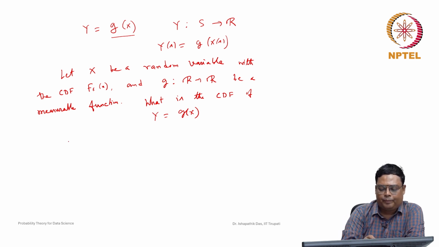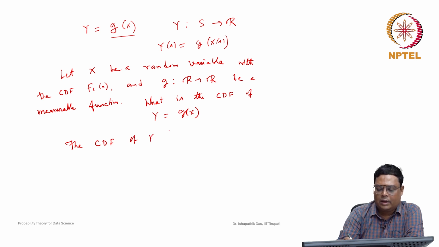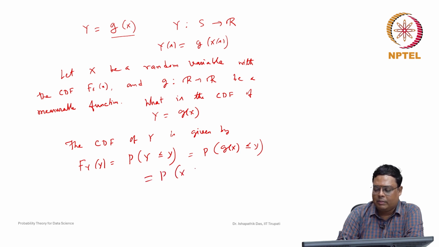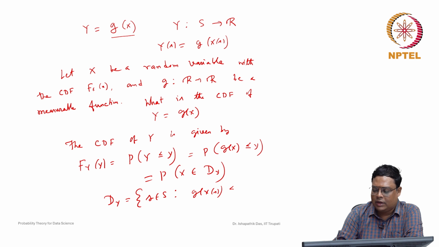The CDF of Y, the cumulative distribution function, is given by F_Y of y, which is the probability that Y is less than or equal to small y. How can we find that? That is the probability that g of X is less than or equal to y. We can write this as the probability that X belongs to D_y. What is D_y? D_y is the set of all s belonging to the sample space S such that g of X of s is less than or equal to small y. So this is the set, and this is D_y.